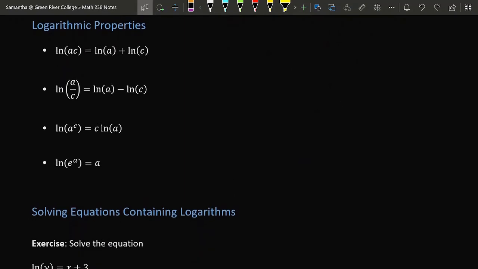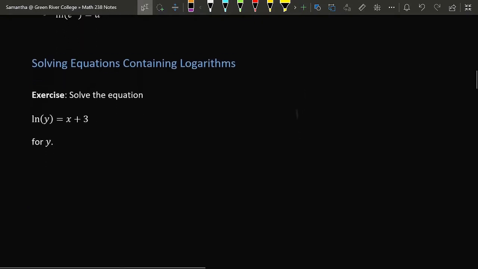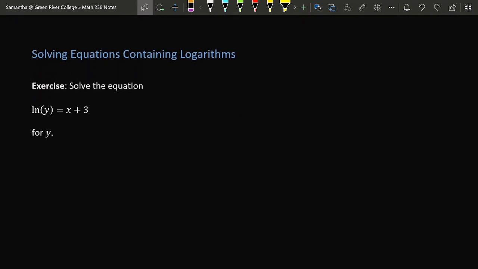Likewise, the logarithms have their four properties. A product inside a logarithm becomes a sum outside of the logarithm, a quotient becomes a difference, exponents become constant multiples, and natural log of e to the something is equivalent to just that something. So let's use some of those principles to help us to solve some equations that contain logarithms.